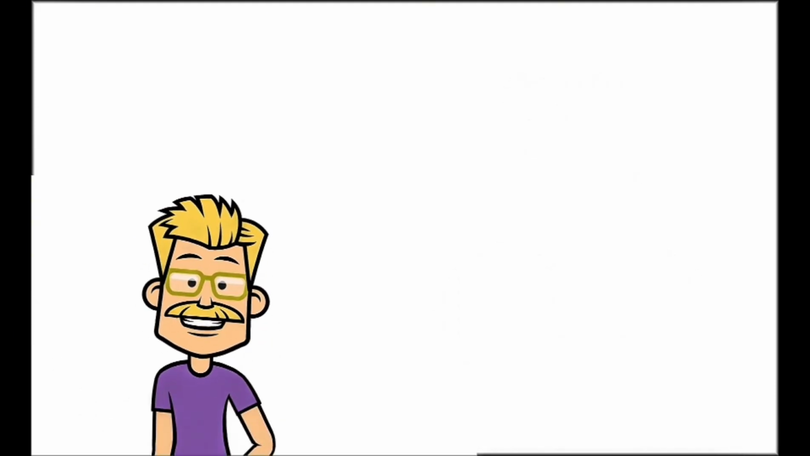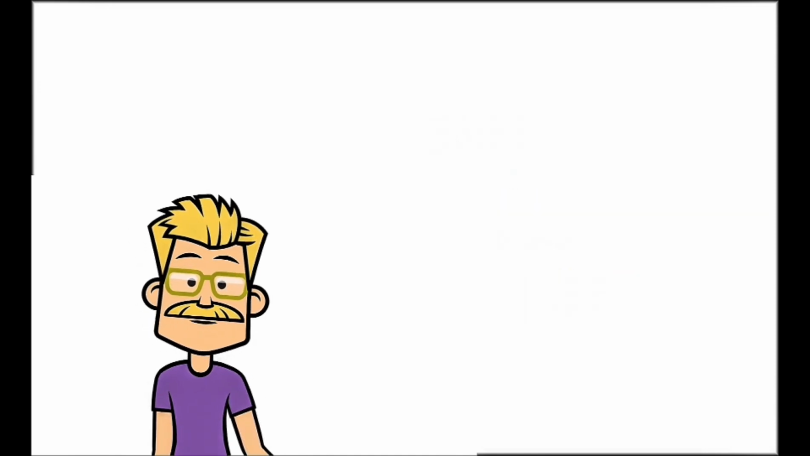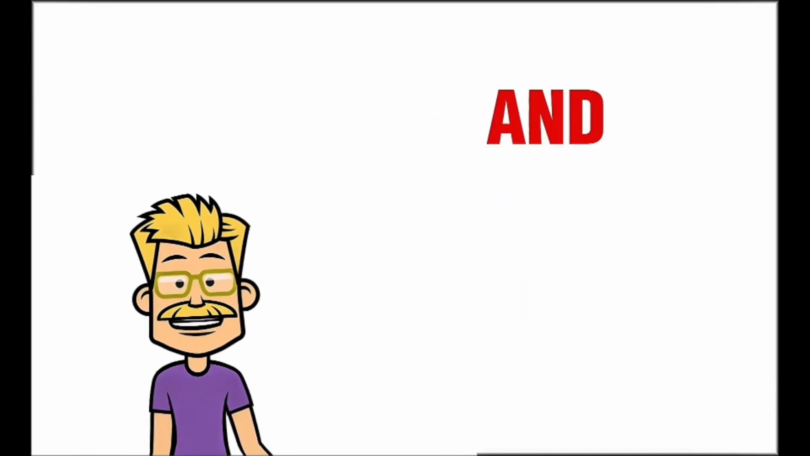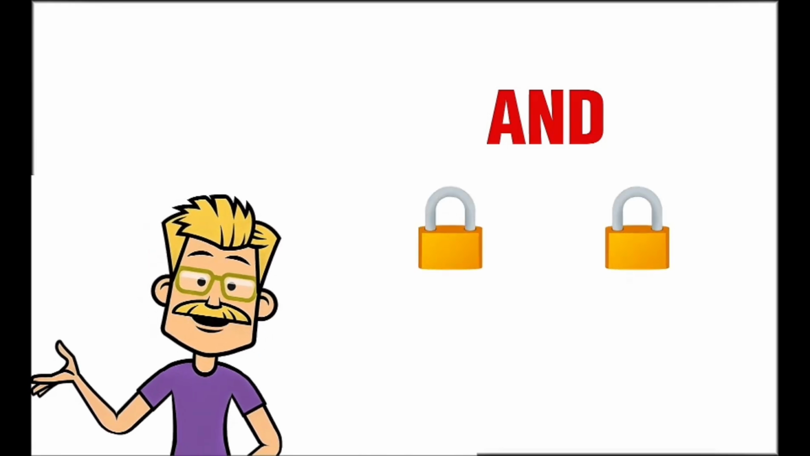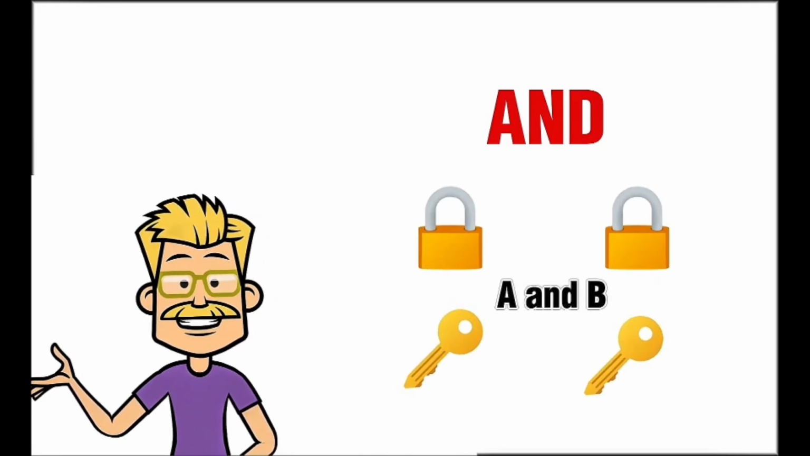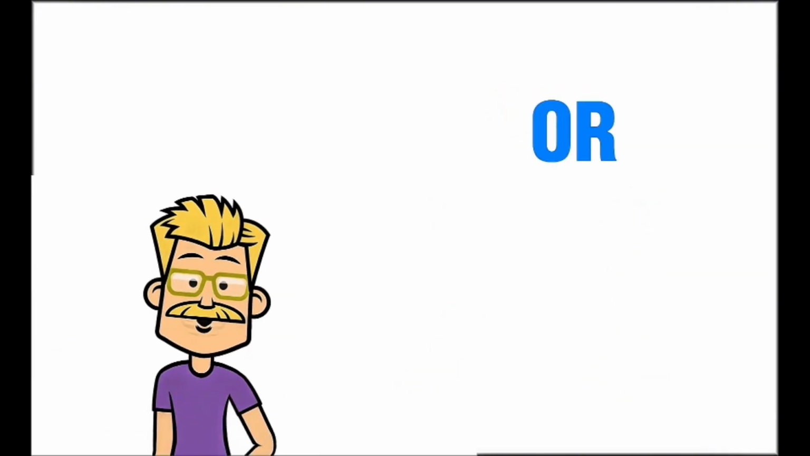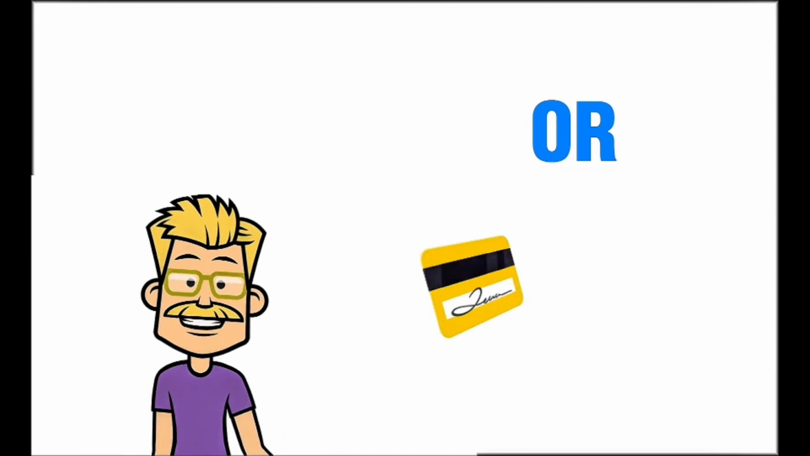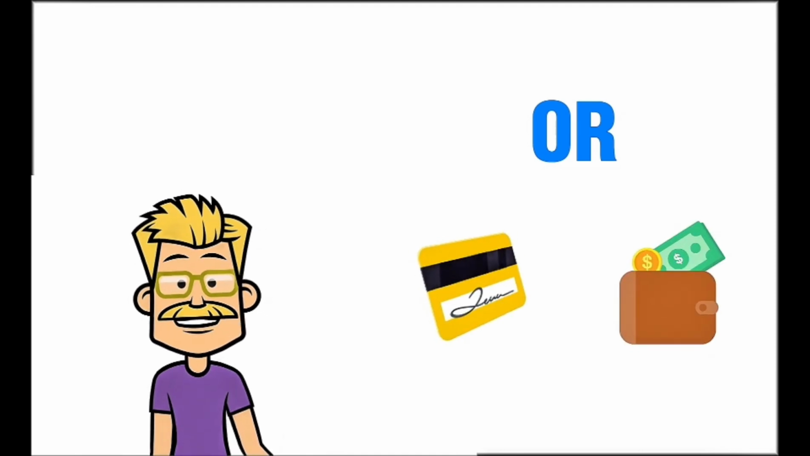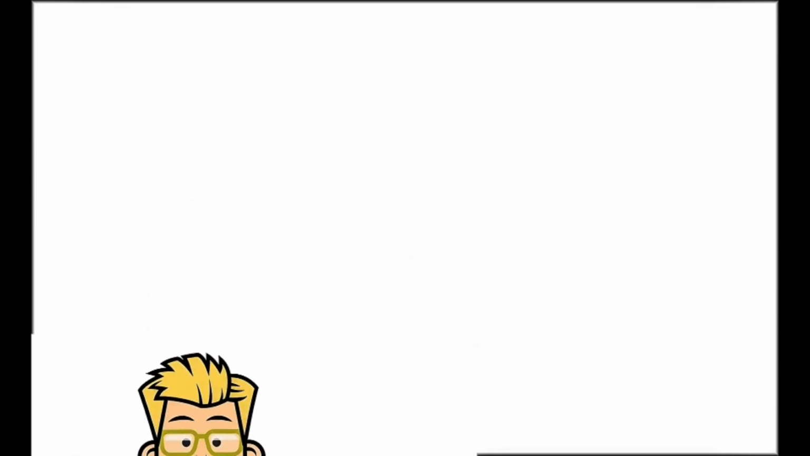Boolean logic has three basic operators: and, or, not. First, and. Think of this as a strict security guard. Animation of a gate with two locks. You can only enter if you have key A and key B. Both must be true. Second, or. This is the friendly cashier. You can pay with a credit card or cash. As long as just one of them is true, your transaction is successful.